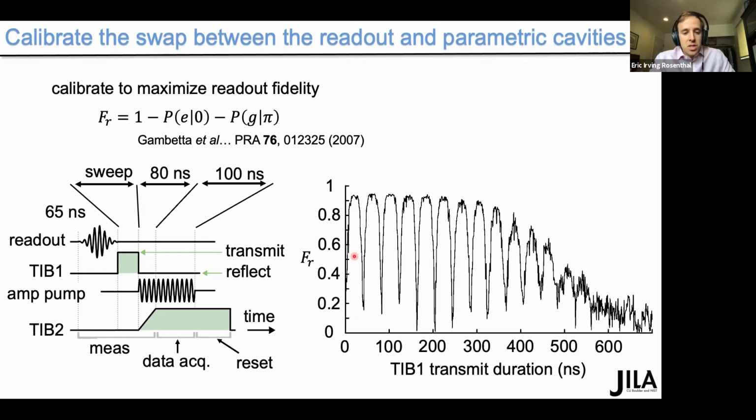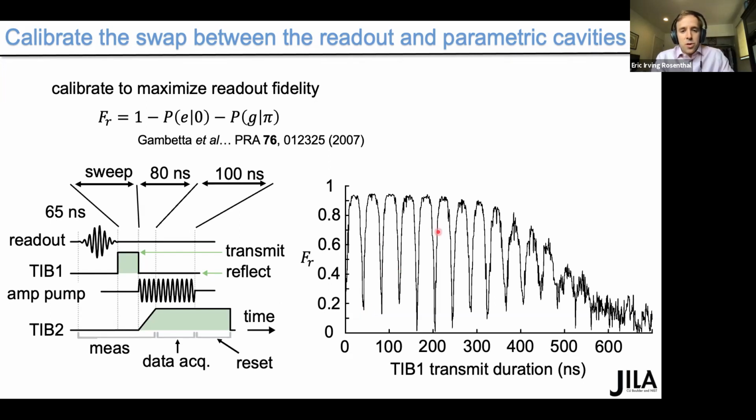And back to the switching speed question, the fact you can see these sharp features as a function of the duration for which TIB1 is set to transmit mode is reflective of the fact that the TIB is switching on a nanosecond time scale. I think each pixel in this plot is every nanosecond or 2 nanoseconds.